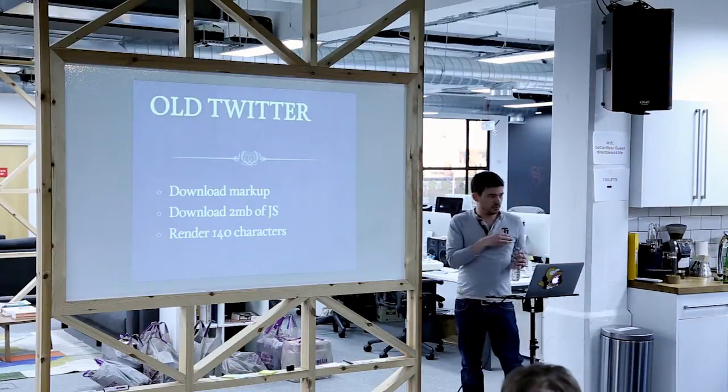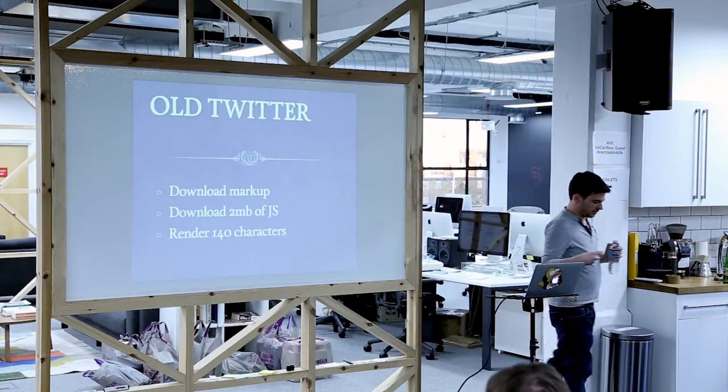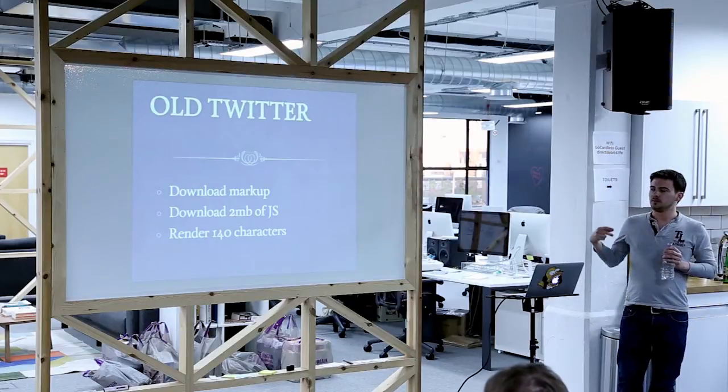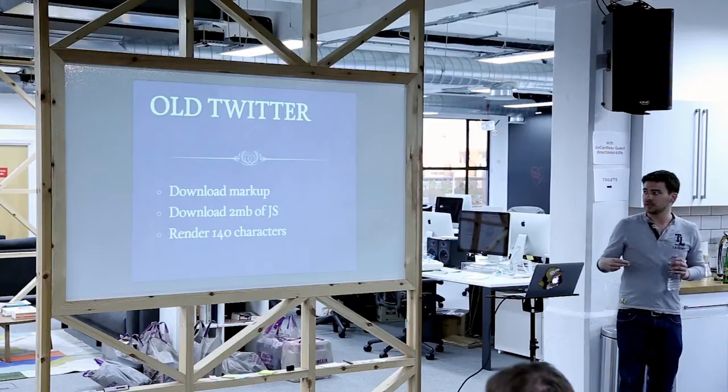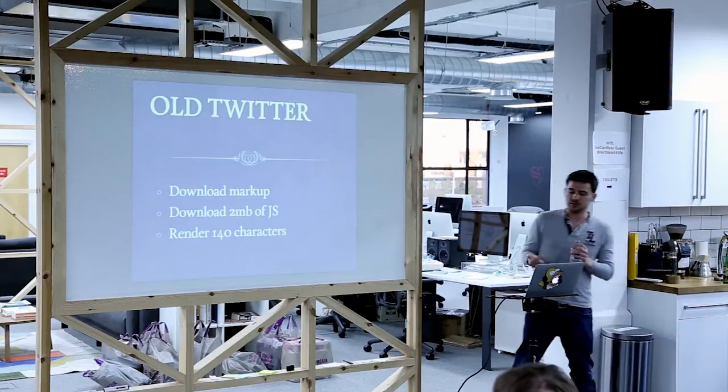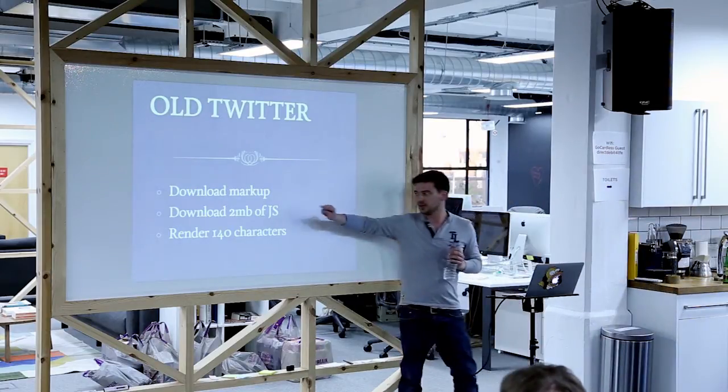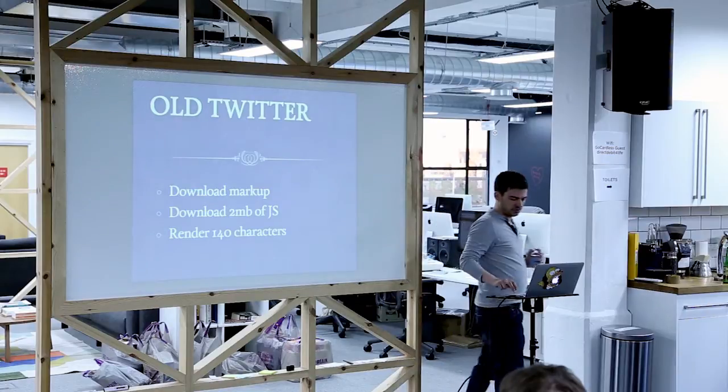Twitter very quickly moved away from this kind of architecture because they realized that when you're building things in an environment where you don't know how good the internet connection is and you don't know about the device, it's better that you just give them the information that they actually asked for in that first step, and then you layer the interactions on top of that.